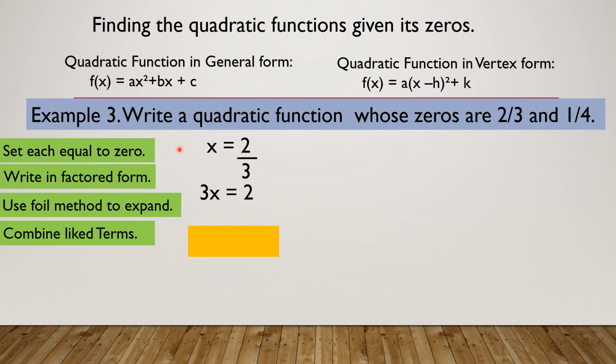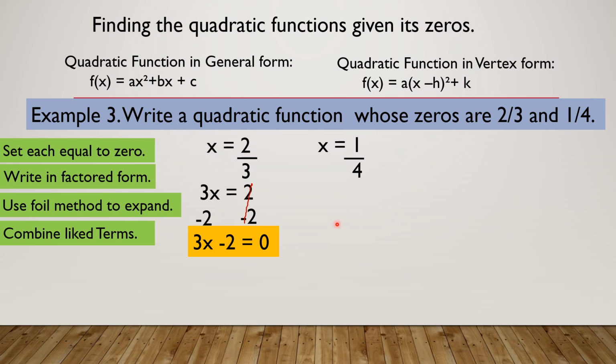Okay? Now, next is we are going to set this equal to 0, which means that we are going to add what number on both sides of the equation? We're going to add negative 2 on both sides of the equation. And this one would be equal to 0. And we have now 3x minus 2. Just copy that one. Is equal to 0. And the another 0 is 1/4. X is equal to 1/4.